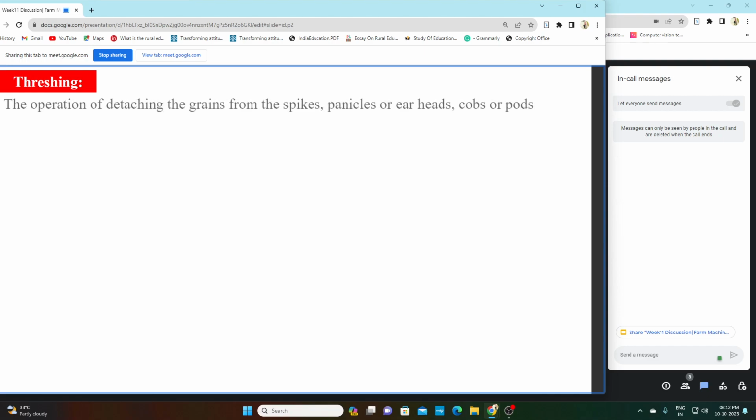So what is threshing? The operation of detaching the grain from the spikes, panicles or ear heads, cobs or pods is known as threshing.